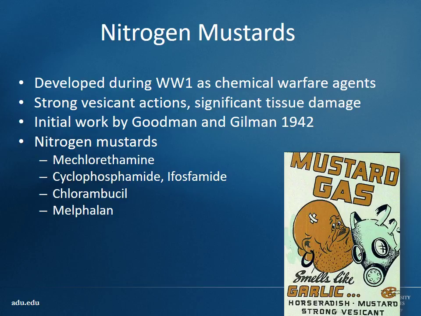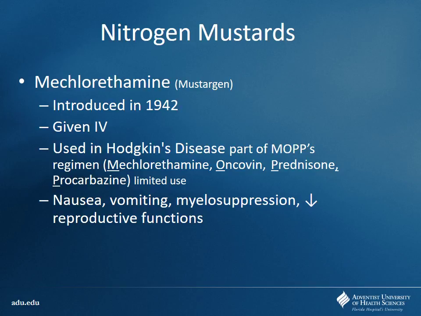Some of the nitrogen mustards in this group include things like methylhydrazine, cyclophosphamide, ifosfamide. Those two get used pretty frequently, at least from what I've seen in dealing with pediatric cancers. Some other ones you might run into include chlorambucil and Melphalan. Again, these are called nitrogen mustards because they're based off of nitrogen mustard gas, which was used back in World War I. Very, very bad stuff.